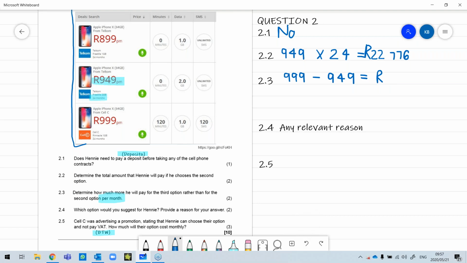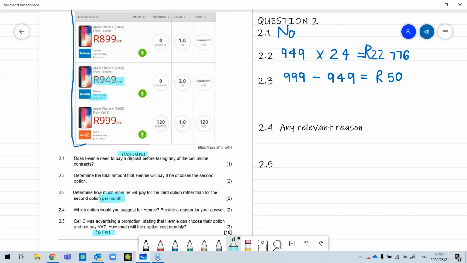So the difference will be 50 rand. There we go. Then for question 2.4, which option would you suggest for Henny? Provide a reason for your answer.